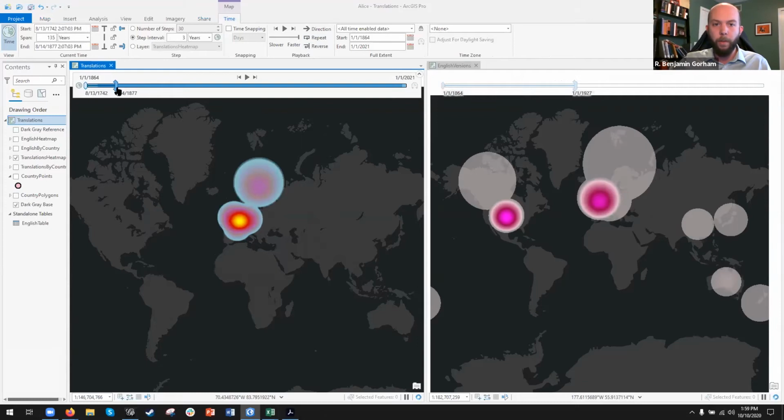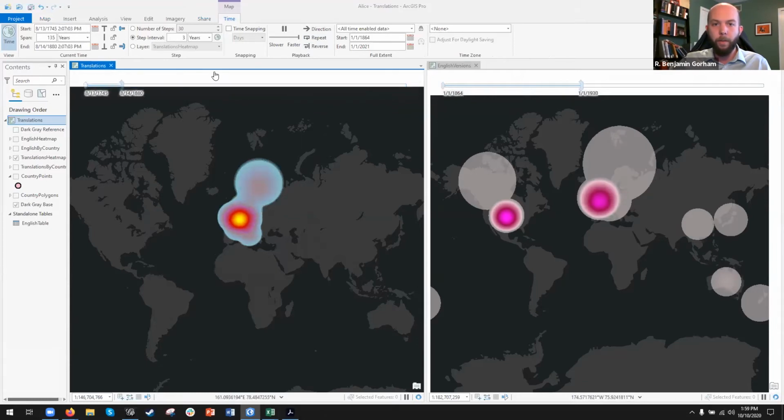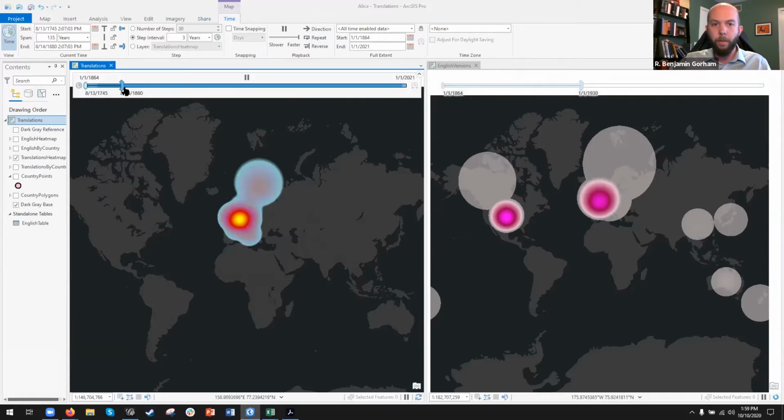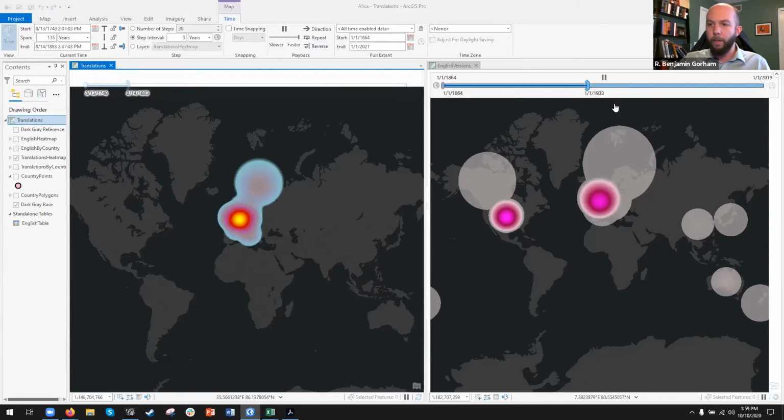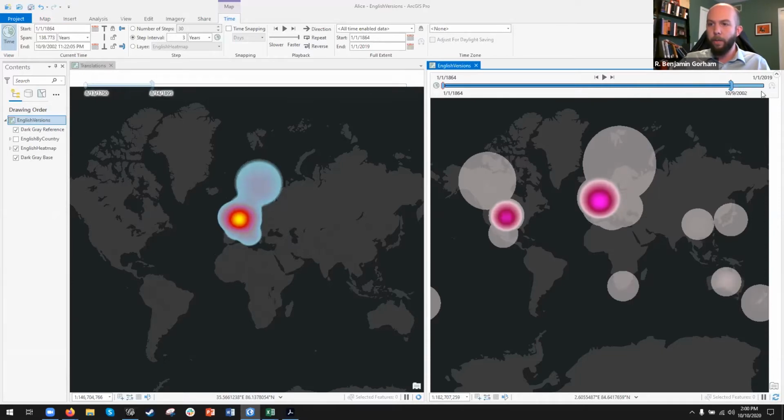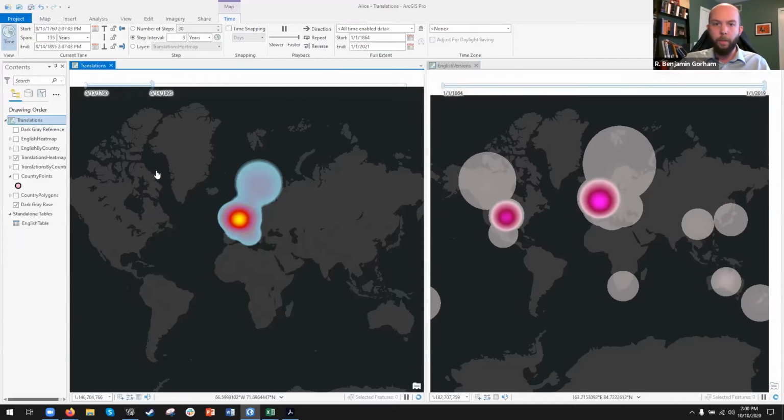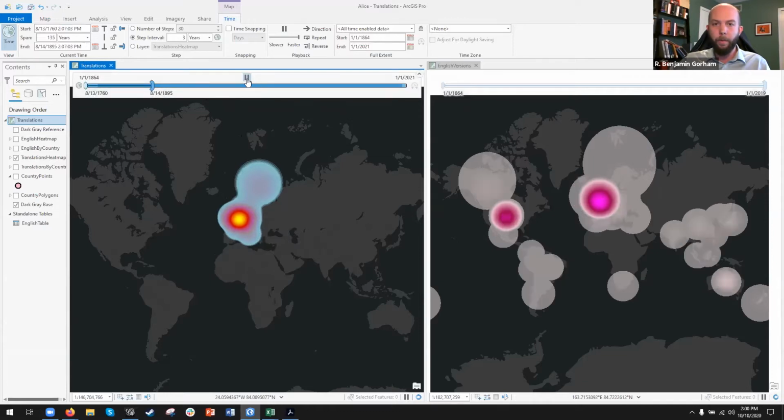Maybe I'll try to advance like this. There we go. And it's slowing down a lot because there's a lot of processing here. But what it'll end up resulting in is heat maps of each of these publications throughout the world and throughout time. So if we pause this one, maybe this guy will catch up a little bit. Here we go. Watch that evolve.